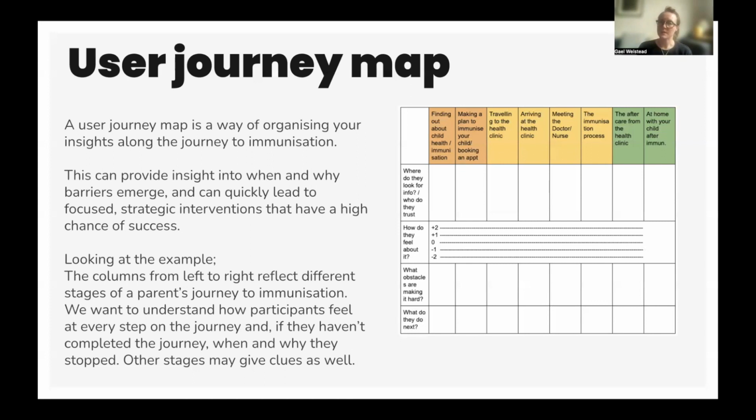How do they feel about it? So do they feel confident in making this decision? Do they feel confident about getting the information? Do they not get the information very easily? So that +2, +1, 0, -1, -2 is just a simple spectrum: +2 is obviously very positive, 0 is neutral, and -2 is actually don't feel great. I feel pretty negative about this.